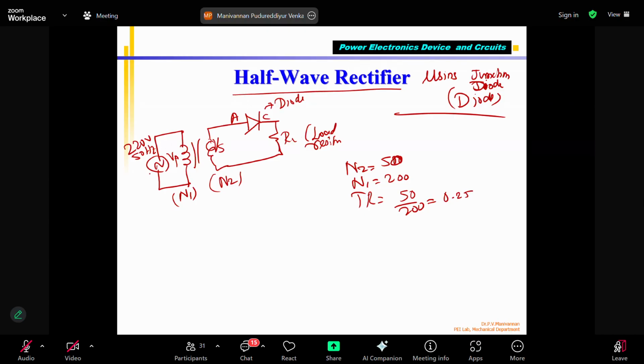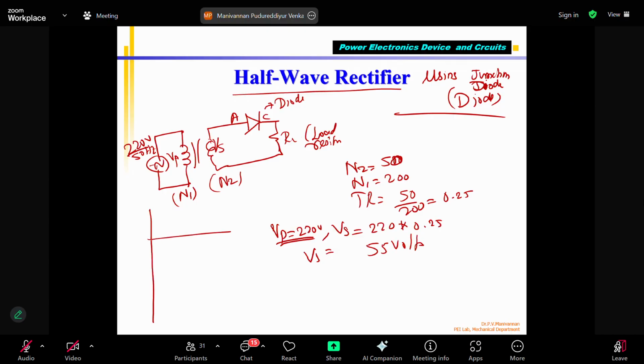So that means I gave 220 volts. It should be multiplied to get VS when VP equals 220 volts. In this one, VS will be 220 multiplied by 0.25. So it is going to be 55 volts. So what is this voltage that we are applying? I draw it graphically, note it down.